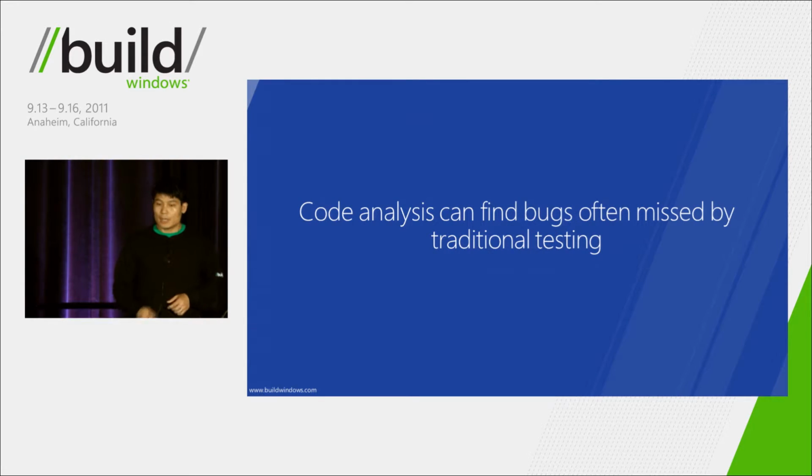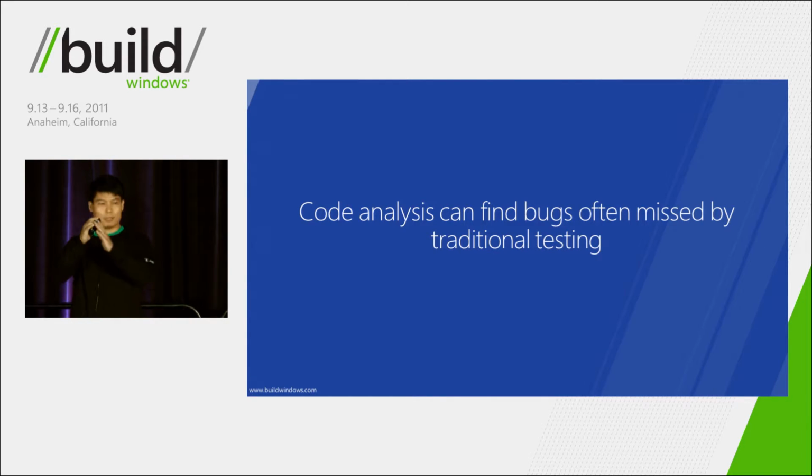Secondly, because of the way it works, code analysis systematically traverses all the code paths in your program to look for bug patterns in a very rigorous way. It's very good at finding those issues in the corner cases that would easily be missed with the traditional testing approach. So if you want to make sure that you cover those cases, use code analysis because it's systematic and it's thorough.